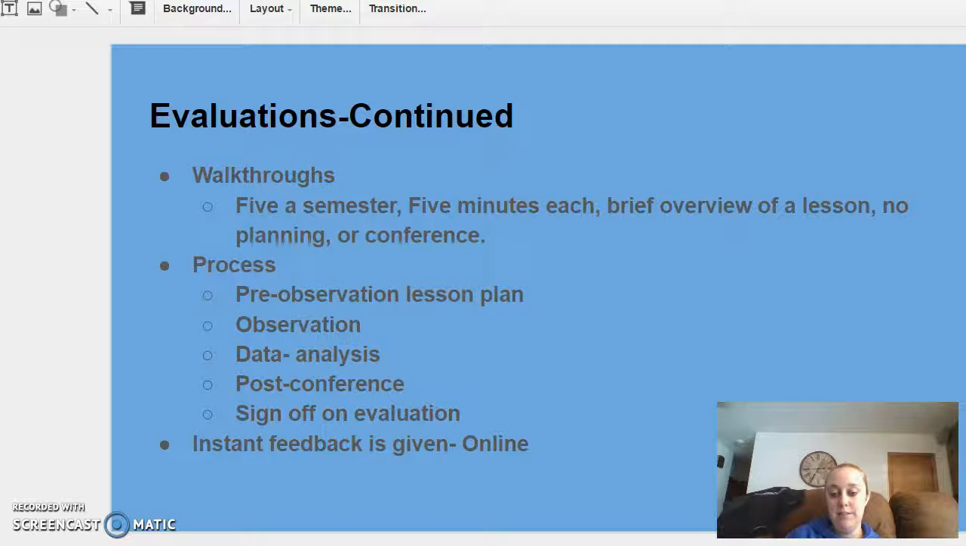You kind of get instant feedback, so they will submit what they've done instantaneously. So even before the principal leaves the room, sometimes you'll get an email saying, oh, you got this feedback. It's kind of nice that way, so you don't have to worry about it, and you can also look at your scores before you have the meeting, which I think helps too.